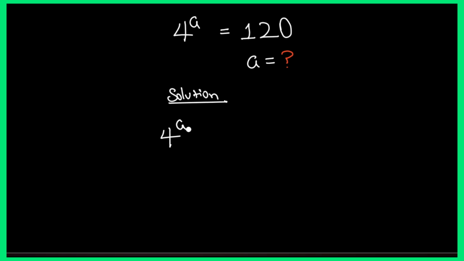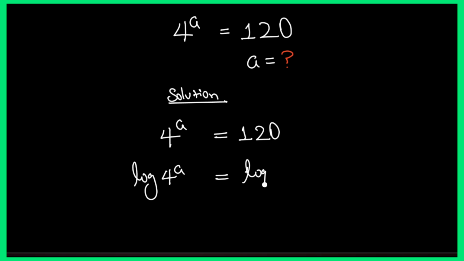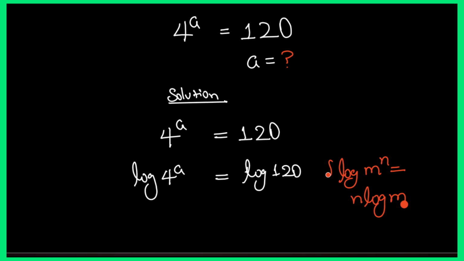So, solution: 4 raised to power a is equal to 120. Taking log on both sides, log 4^a equals log 120. Now we know that log m raised to the power n can be written as n log m. Using this, it becomes a log 4 equals log 120.